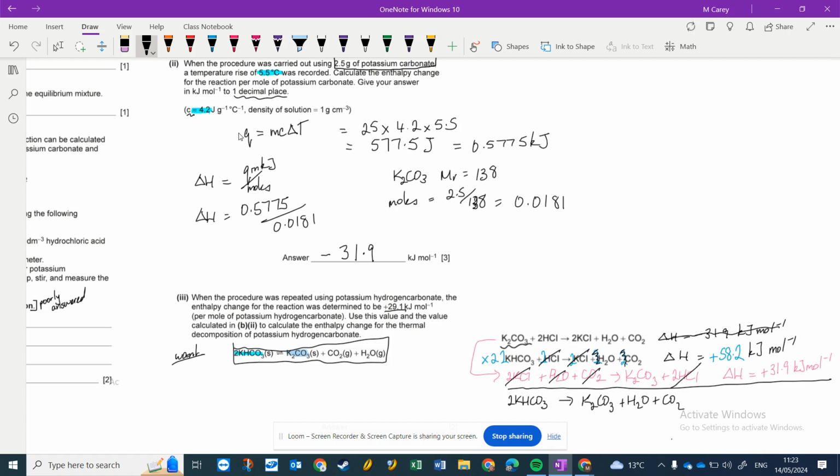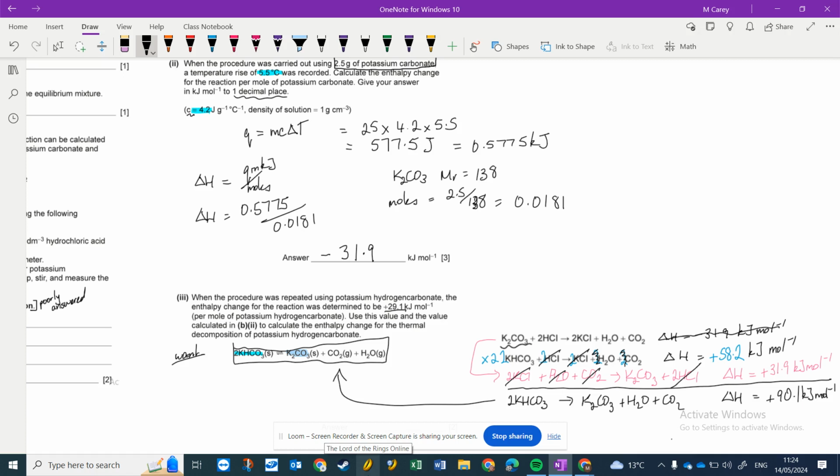We're going to add those values together and delta H for both of them. So we've added the equations together. 58.2 plus 31.9. That's equal to plus 90.1 kilojoules per mole. Okay, and is that what we have? Yes. Okay, so it's a kind of a mathematical exercise.